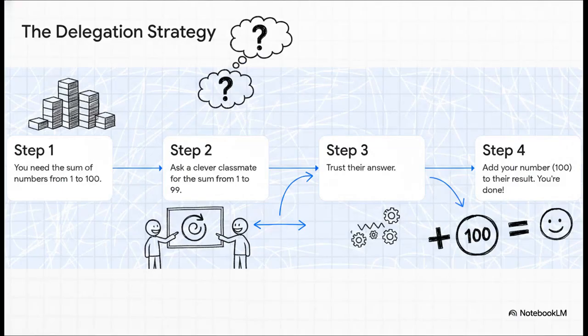Okay, so picture this. You're in a classroom, and your job is to get the sum of numbers up to 100. Instead of doing all that work yourself, you turn to your friend and ask, hey, what's the sum of all the numbers from 1 to 99? Now here's the crucial part. You just have to trust that they'll get you the right answer. Once they hand you that number, all you have to do is one tiny piece of work. Add your number, 100, to whatever they gave you. And that's it. You're done.